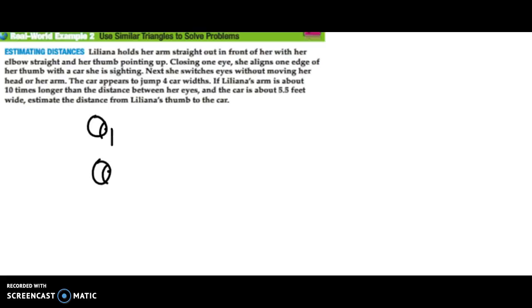Okay, there's some distance between her eyes, and it says she holds her arm and thumb out, and essentially between her eyes, this is going to be 10 times longer than it. So if I say that's 1, let's say 1 inch between your eyes, this is 10 times longer than it. Okay? 10 times longer than that. 10 inches. Well, it's probably not realistic, but you get the point. Okay? 1 and 10.